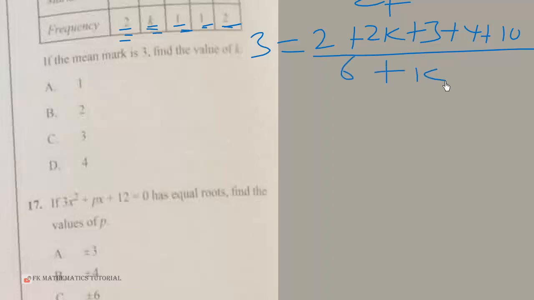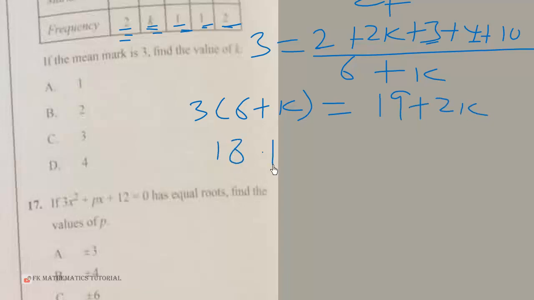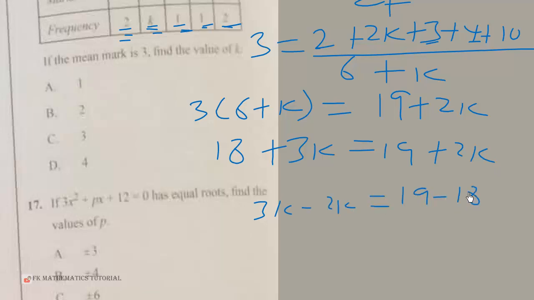So you cross multiply and add. So you have 3 into bracket 6 plus k is equal to this plus this is 5, plus this is 9, is 19 plus 2k. So we have 18, we are expanding, plus 3k is equal to 19 plus 2k. So 3k minus 2k will be equal to 19 minus 18. So k will be equal to 1. So the correct answer is A.